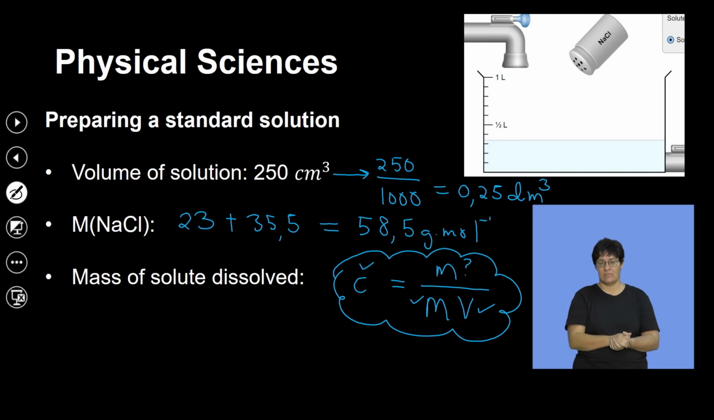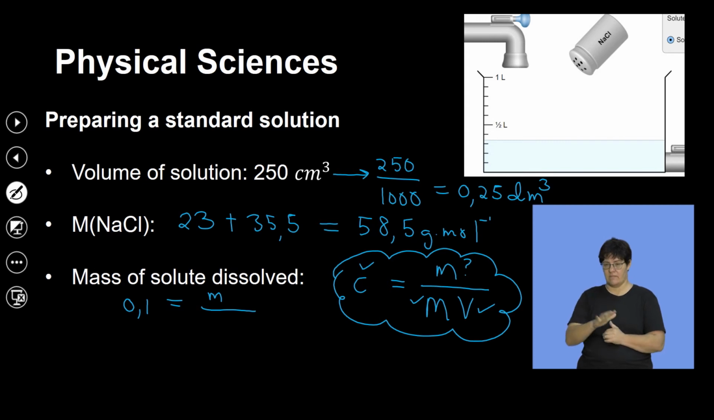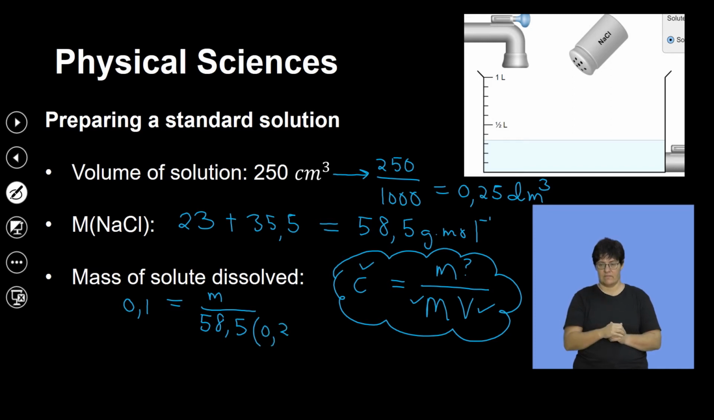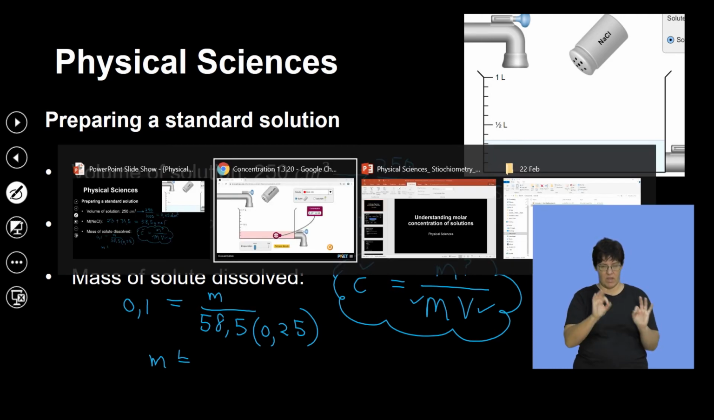So we have the concentration, which, if we do our substitution, is 0.1, equals mass. Remember, we want to determine the mass of the solute, which is the sodium chloride, okay? This is divided by the molar mass, 58.5, multiplied by the volume 0.25. So the mass of dissolved solid, if we can quickly verify that by way of calculation, right?